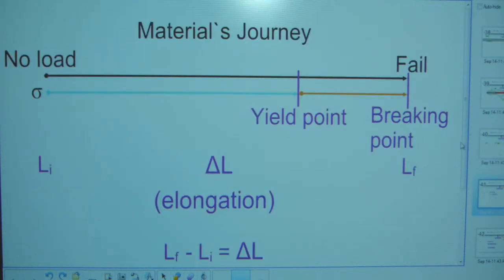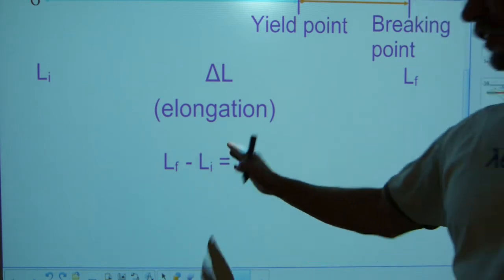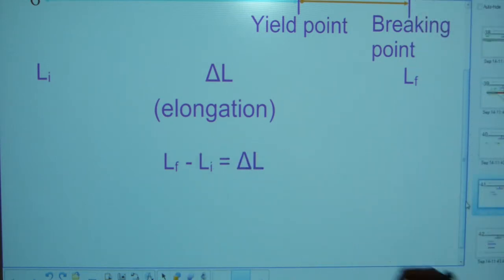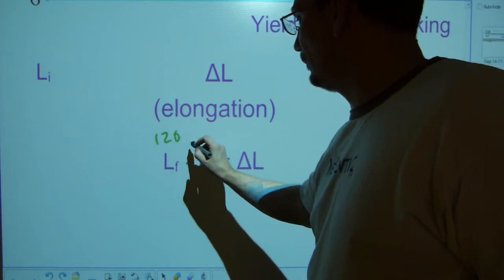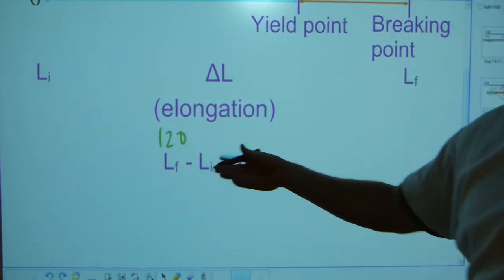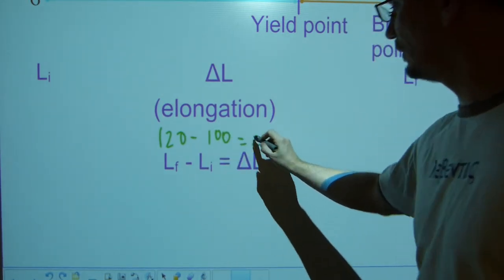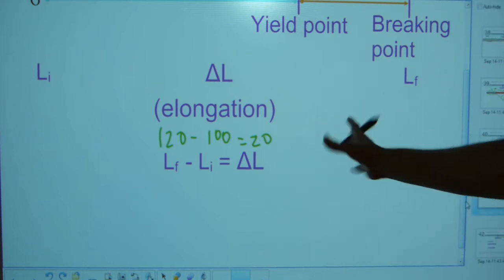This is how it looks in a textbook format. This is how it's printed. Length final minus length initial equals delta L. Again, plugging in the same numbers. 120 minus 100 equals 20 there. That's ugly. See, this is why I pre-printed these. So that's how it looks.